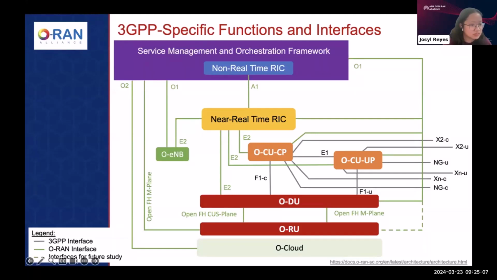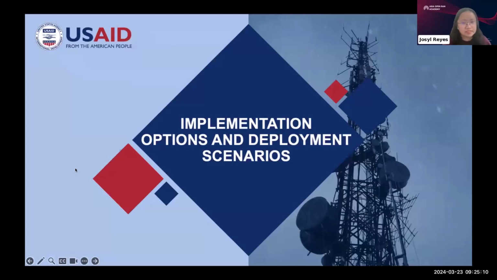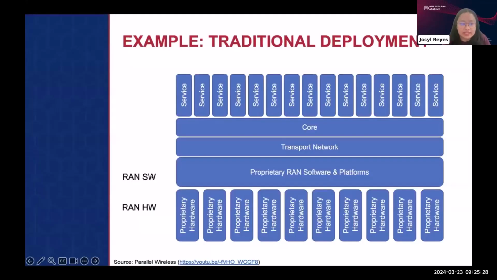Just a minute now. Okay, so maybe I can go to this part, the implementation options and deployment scenarios. So I mentioned earlier that there will be different use cases depending on the needs of the mobile operators. For example, maybe they have this traditional deployment setup, wherein they have the core, the transport, and the RAN. If they are just using proprietary devices, then their software platforms and hardware are all proprietary.